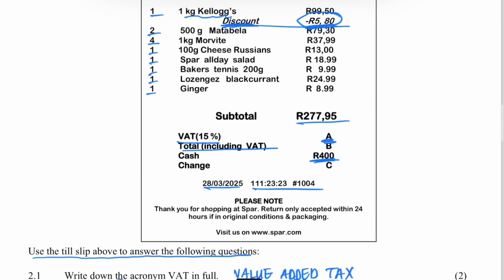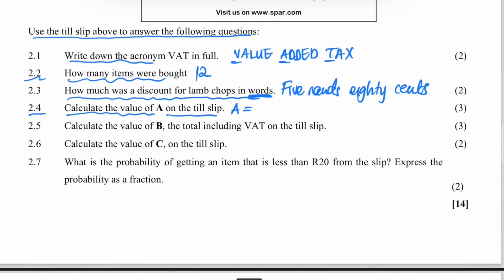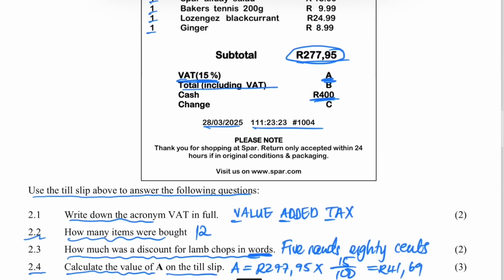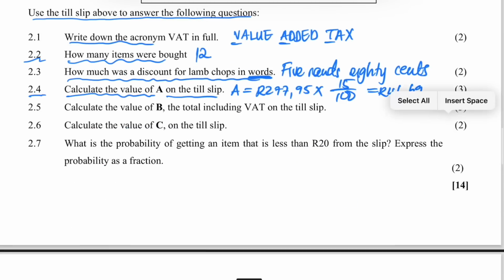Now 2.4, it says calculate the value of A on the till slip. What is the value of A in the till slip? It's the VAT. It says VAT. It's the 15% of this. So the way we're going to do that, we're going to say A, and we take the amount. It's 277.95. We times it by 15%. Remember, the 15%, you have to divide it by 100, so it's going to be 41 rand 69 cents. That's the 15%. That's the tax. That's the tax for these whole items that he bought.